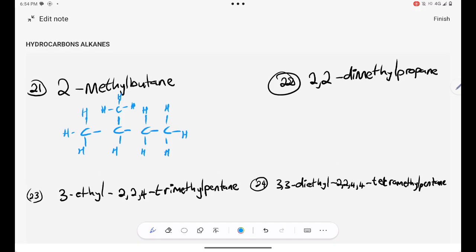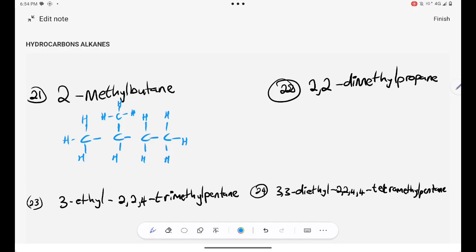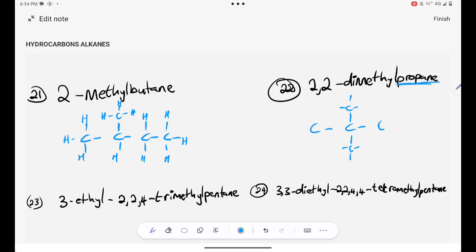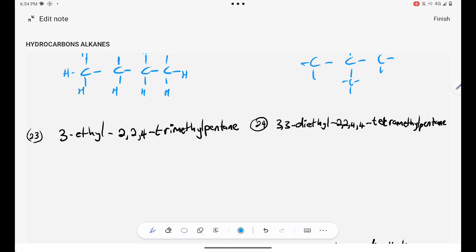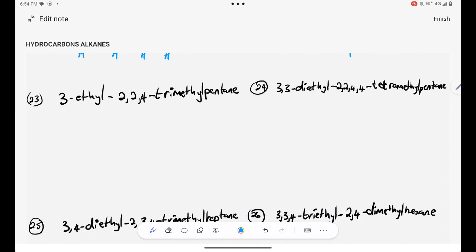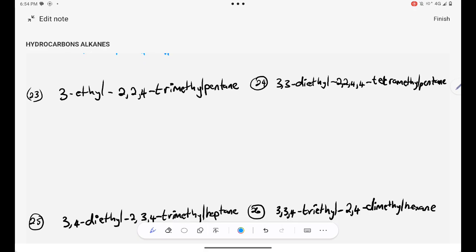That's 2-methylbutane. Okay, and then 22, I simply have 2,2-dimethylpropane. The parent chain will have 3 carbons. This tells me about the parent chain. And then at carbon number 2, I'll have my dimethyl. Then your duty, guys, is to write down the hydrogens around, okay?